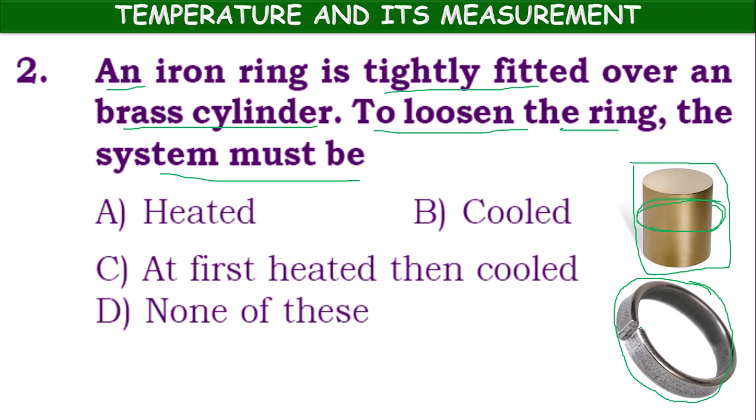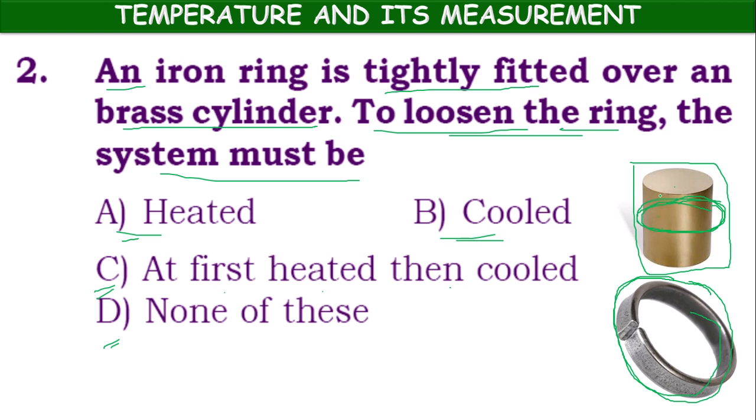Because this iron ring is tightly fitted over the brass cylinder, we have to loosen the ring. For that, the whole system, the brass cylinder along with the iron ring together, is called a system. So to loosen the ring, the system must be what? Option A, heated. Option B, cooled. Option C, at first heated, then cooled. Option D, none of this.